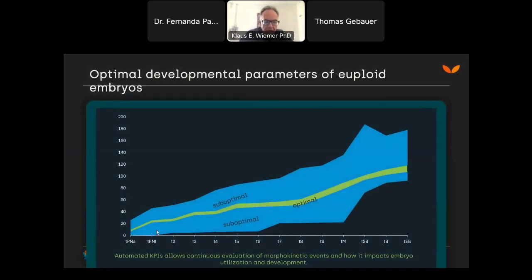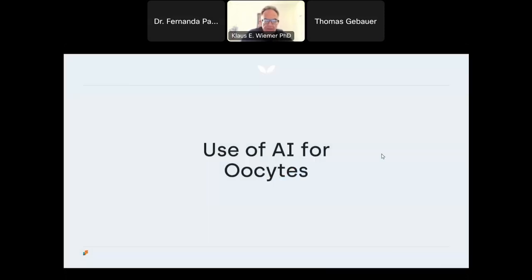So this whole concept of suboptimal, optimal development in ploidy embryos is now a recurring theme. And again, for the first time now, we're really able to show that there is a loose correlate. There is a correlation between cytoplasmic contribution and ongoing pregnancy. Well, what about AI for oocytes?